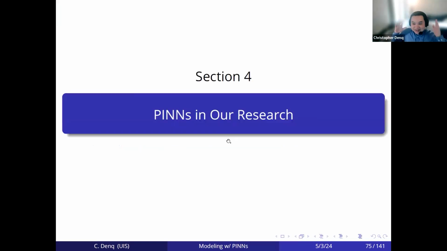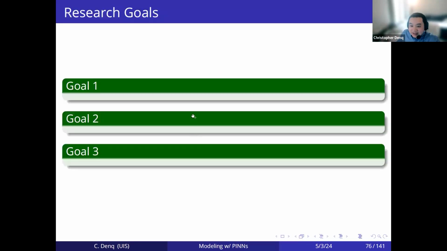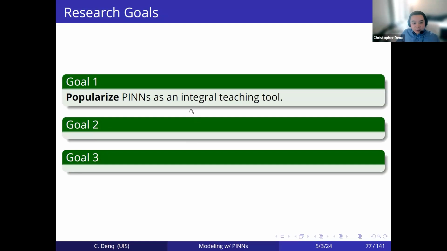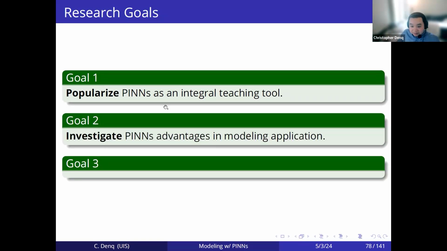So at this point, we can now talk about PINNs and how PINNs relates to our research. For our research, we had these three main goals. Our first goal was that we wanted to popularize PINNs as a really accessible, useful teaching tool for both machine learning, mathematics, and so forth. And this brings us back to the idea of PINNs being so recent, right? It's only from 2017. A lot of people still don't know about PINNs.